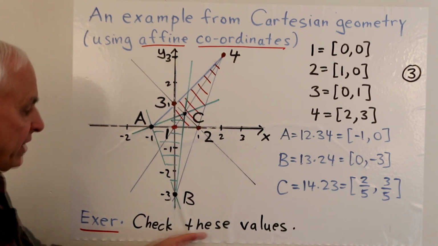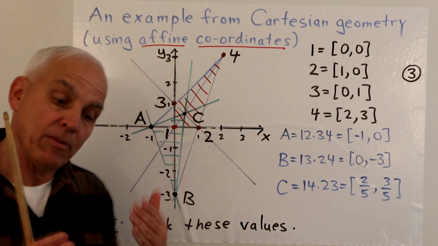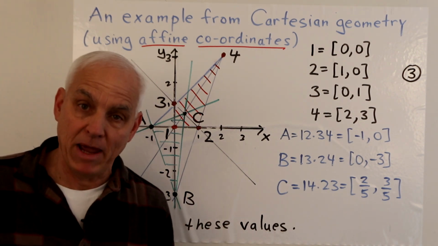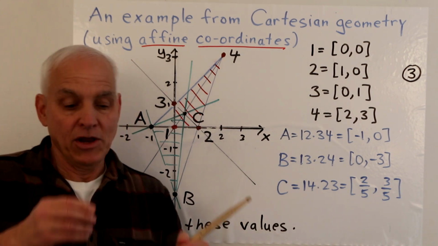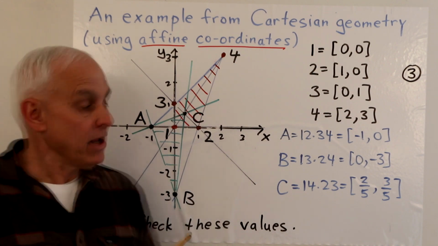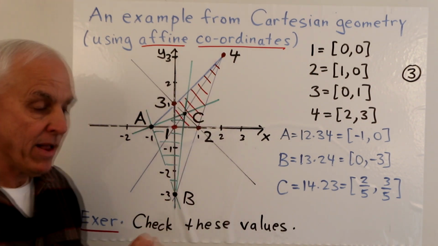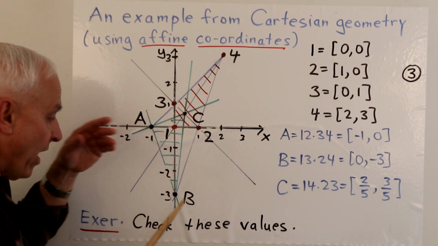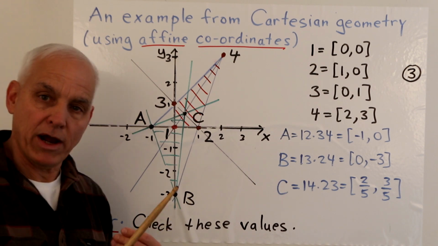So you might like to check these values. And you could do that in a number of ways. The simplest way is to get yourself a piece of graph paper. If you have some graph paper around, I urge you to do this. Get the graph paper out, reproduce this diagram, actually draw these lines, and verify physically that the points of intersection are where I say they are.